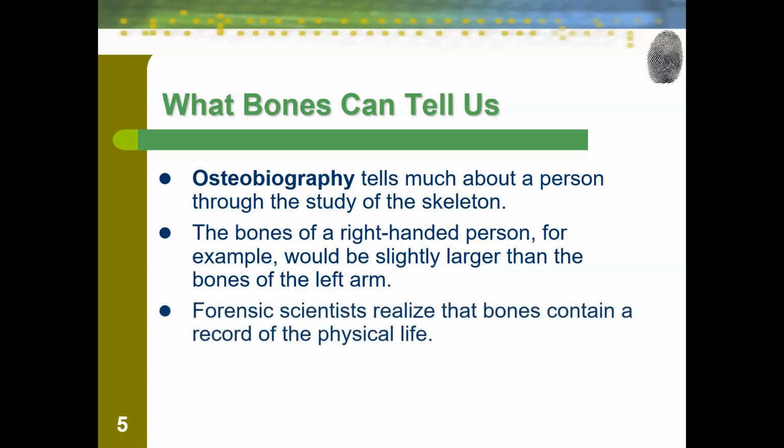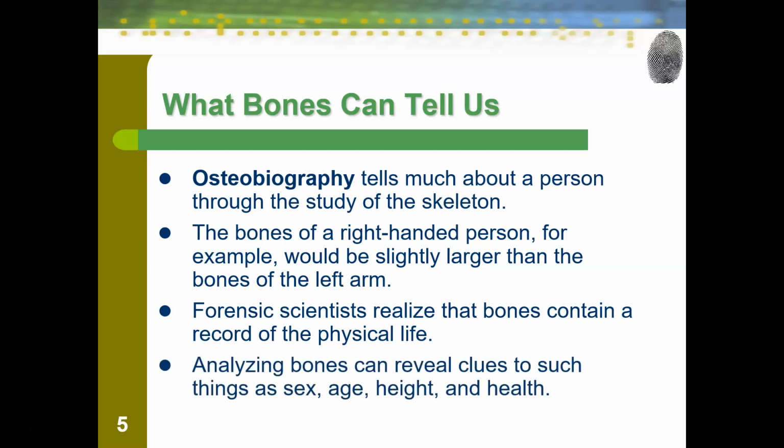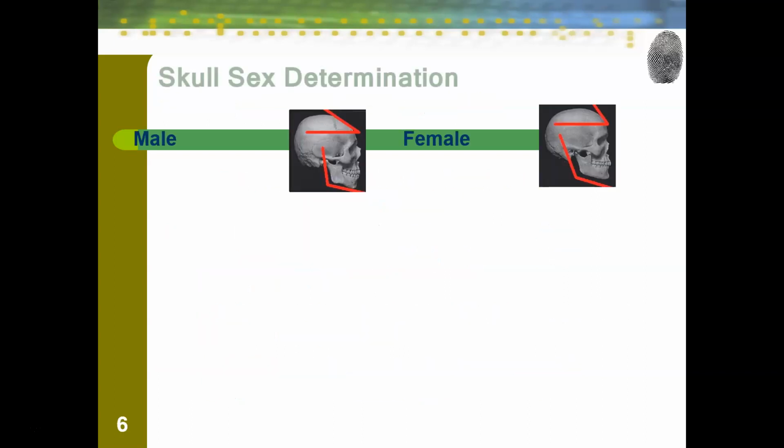Forensic scientists essentially realize that bones contain a record of a physical life. The things we eat, drink, the harm that comes to us can often be reflected in our skeleton. So by analyzing bones, we can reveal clues to things such as sex, age, height, and even overall health.